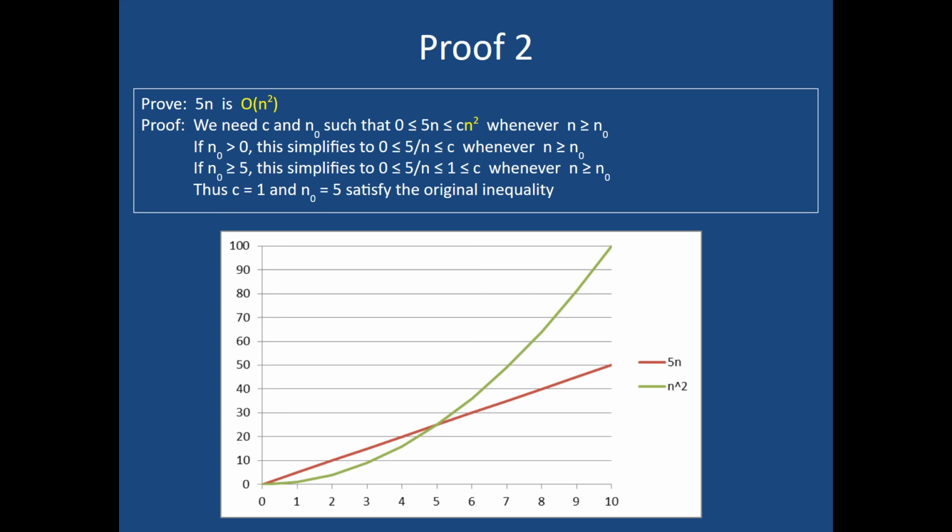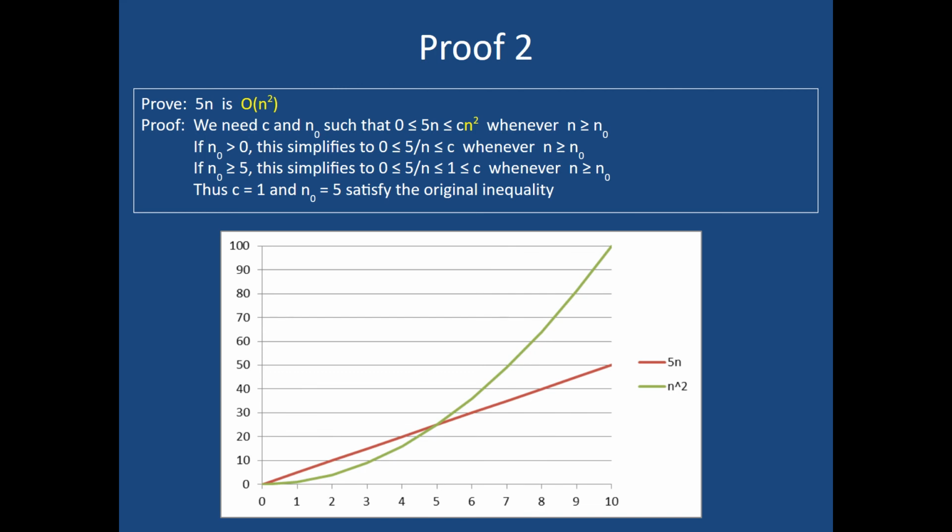10? 5. Well, let's see. At 1, the red will be 5, and the green will be 1. 1 squared is 1. 5 times 1 is 5. So multiply it by 5, that'll bring the green curve up, and then it will take off. So you could use n naught equals 1, c equals 5 if you wanted to. Or you could just say, okay, let n naught be 1 billion. Lots of ways to do it.